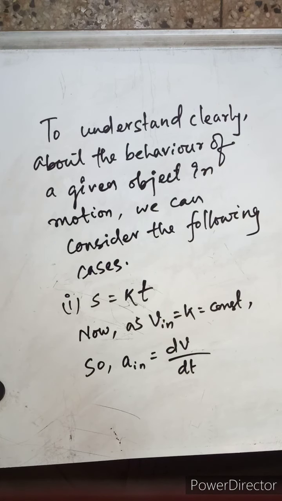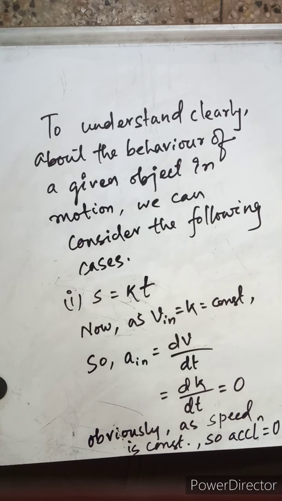So what about the instantaneous acceleration? Obviously, because v is constant, the derivative of that constant will be equal to 0. That means there is no acceleration. Quite obvious, because the speed is constant, meaning its speed is not changing, and because its speed is not changing, the body is not accelerating. It's that simple. So the acceleration here is equal to 0.